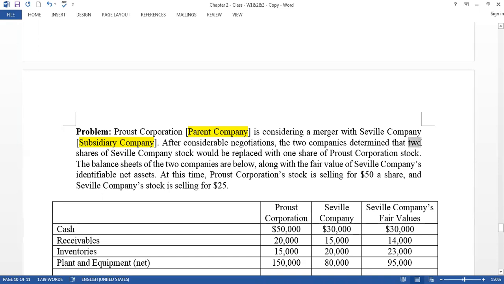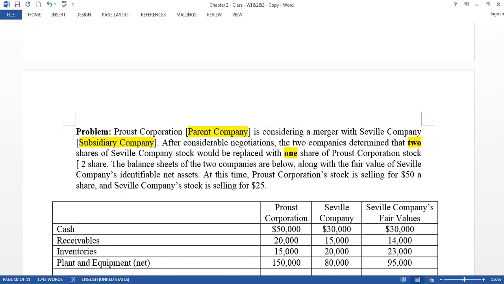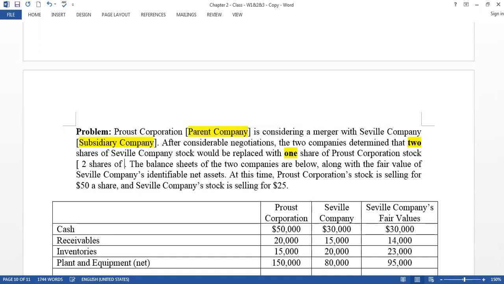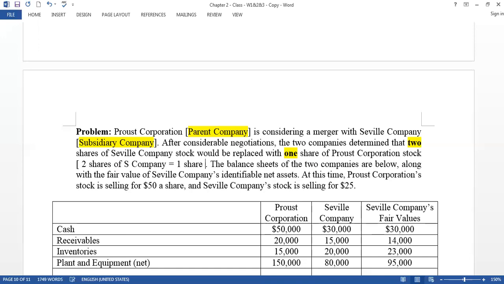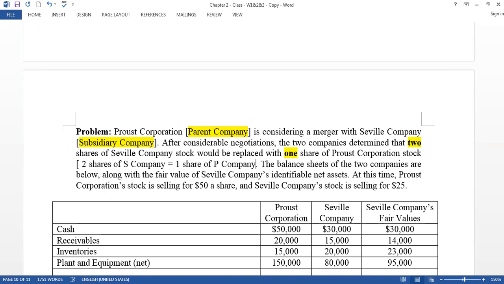would be replaced by one share of the parent company. So what is the meaning? The meaning is 2 shares of S company equal 1 share of P company. This is the meaning here.